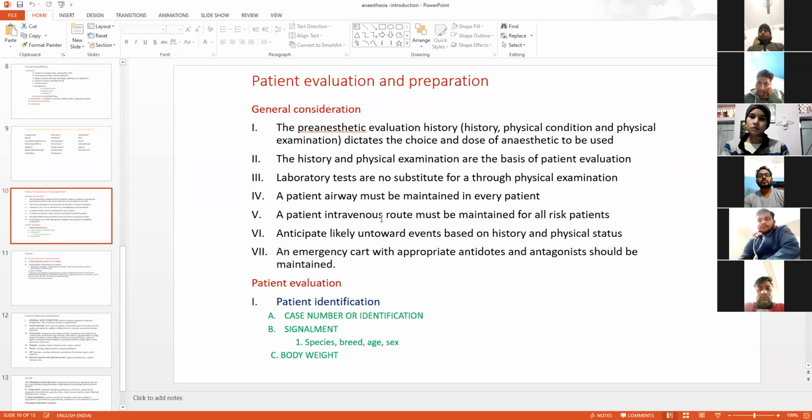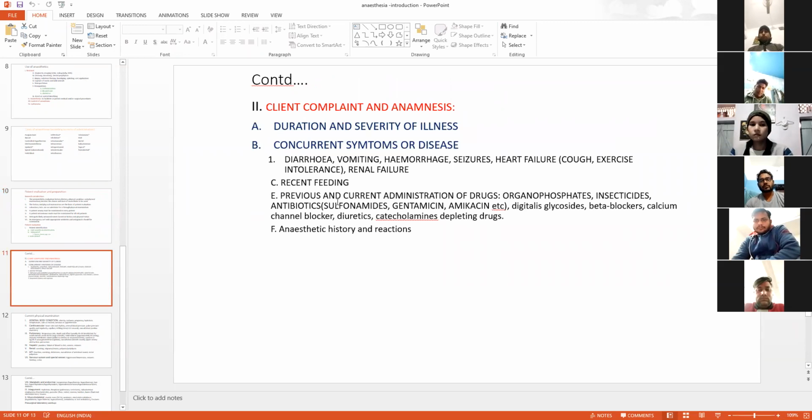Then patient evaluation. Already you know species, breed, age, sex. For age, sex and breed also, we take different anesthetic combinations. Body weight is also important because every anesthetic drug is administered on the basis of body weight. Even in other drugs, if you are going to administer an antibiotic, then body weight is also important. Then severity of illness, then concurrent symptoms or diseases like diarrhea, vomiting, hemorrhage, seizure, heart failure, cough, exercise intolerance, renal failure.